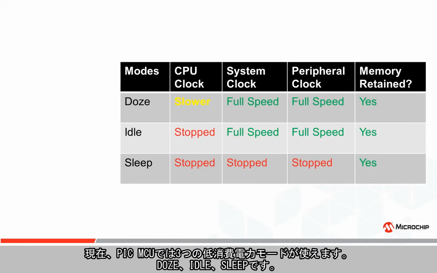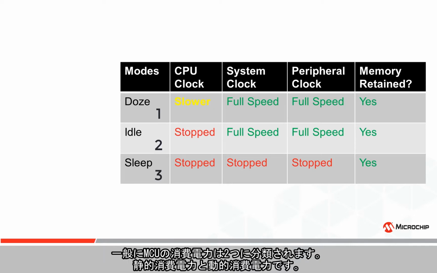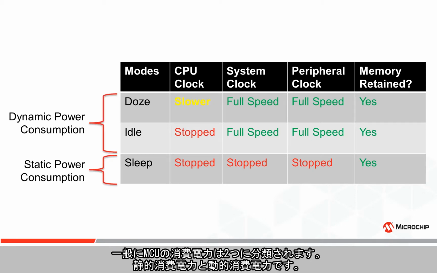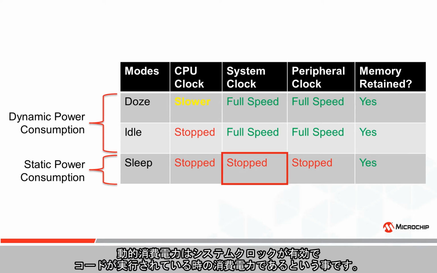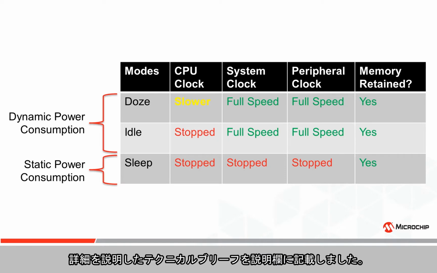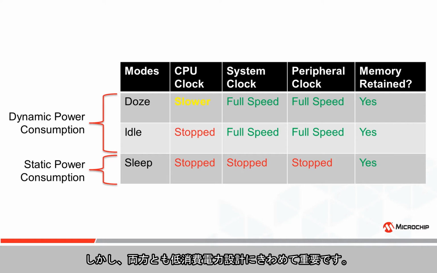Now, there are three low power modes available for PIC microcontrollers: doze, idle, and sleep mode. As an aside, power consumption in microcontrollers is generally categorized into two components: static power and dynamic power. The main difference between the two is that static power is the power consumed when the system clock is disabled and code is not running, whereas dynamic power is the power consumed by the device when the system clock is active and code is being run. I've included a tech brief resource in the description that provides some more info on this, but the big thing to note here is that both of these topics are crucial for low power design.